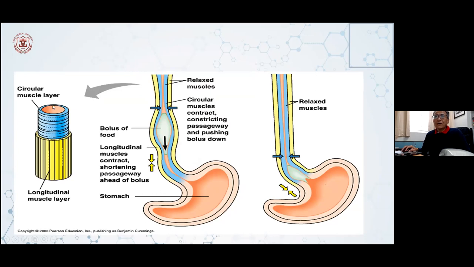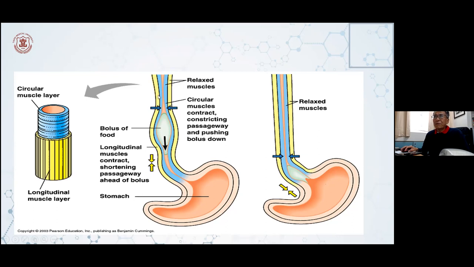In the esophagus, there are two different types of muscle. On the inside is a circular muscle layer, and on the outside is a longitudinal muscle layer. If there is a bolus in the esophagus, we can see these two different muscles here. The outside is longitudinal. The inside is circular muscle.